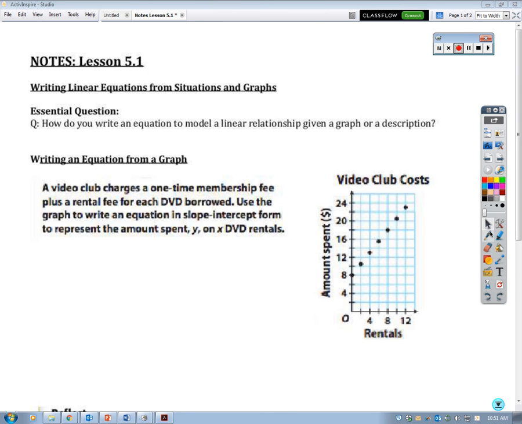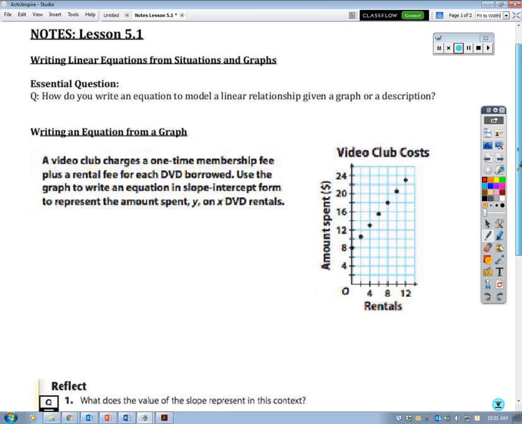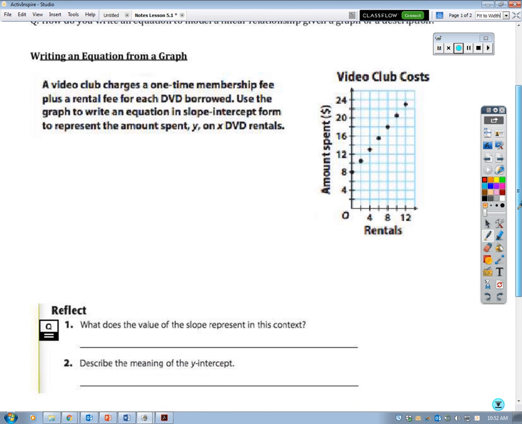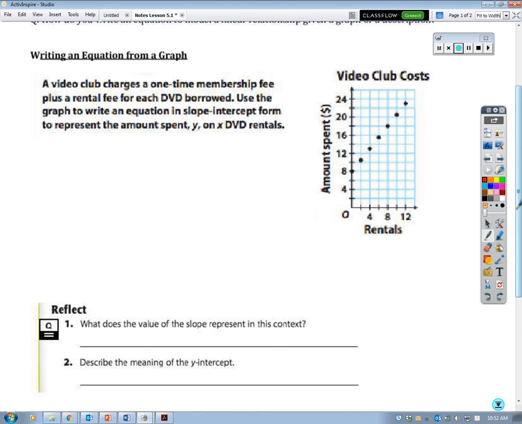That's our objective. So first one we're going to look at here is writing an equation from a graph. So they give us the situation, but they also give us the graph. Let's go ahead and take a look at that. A video club charges a one-time membership fee plus a rental fee for each DVD borrowed. Use the graph to write an equation in slope-intercept form to represent the amount spent, y. So the amount spent is y, on x number of DVDs.